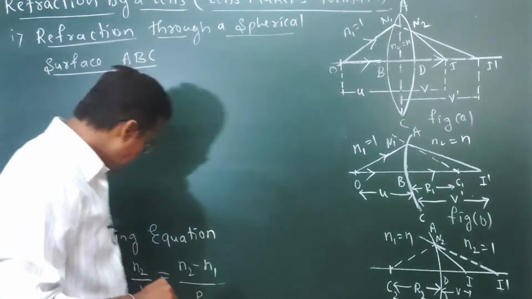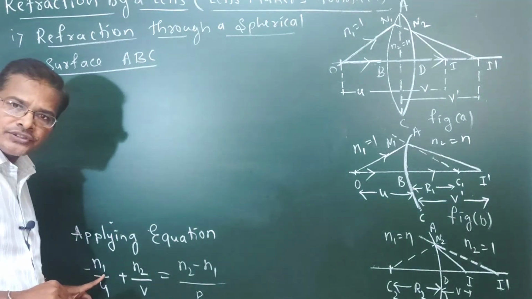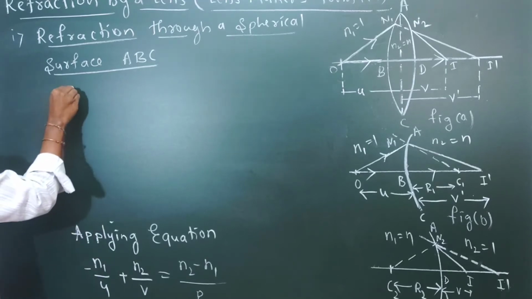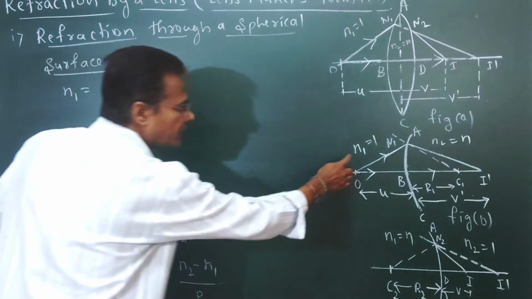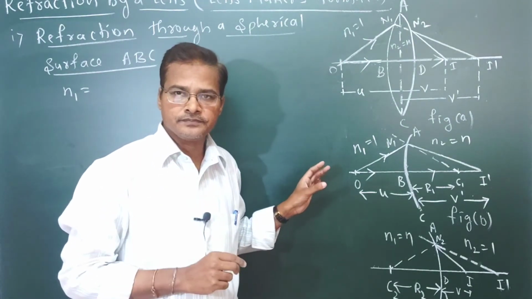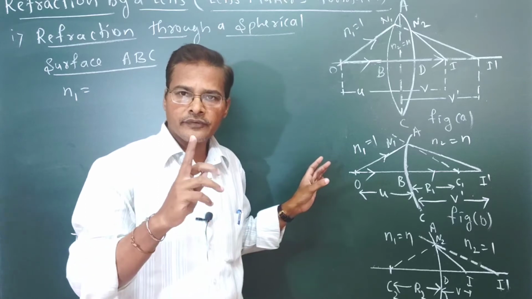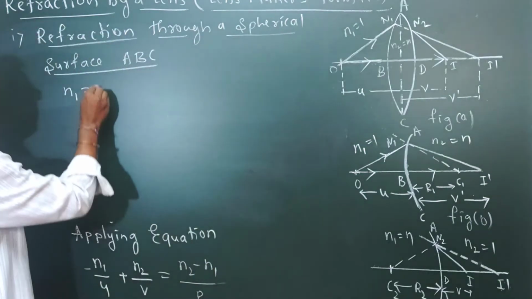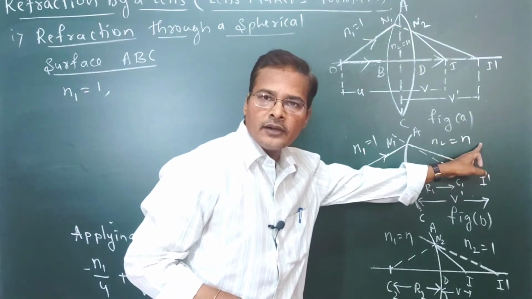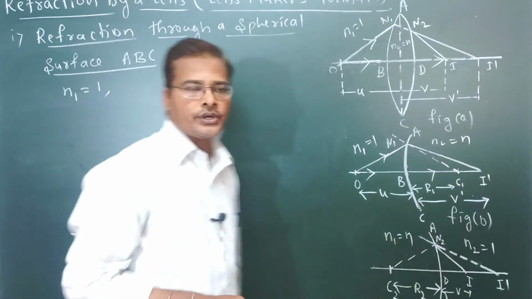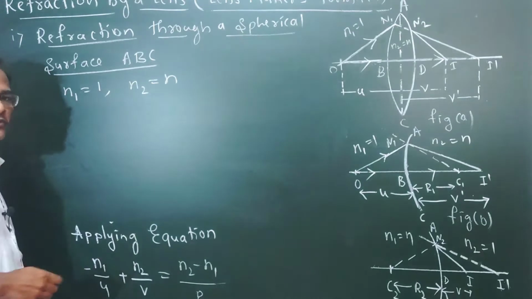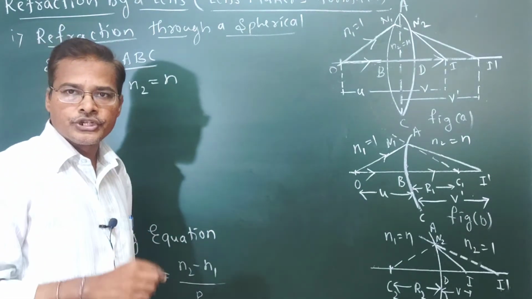As we know, this is the refractive index of the object. So here we are applying N1. N1 equals 1, because the refractive index of air is 1. So N1 equals 1, we are going to write. And N2 equals N, that is for the image formation. So we are going to call it the refractive index of the image.